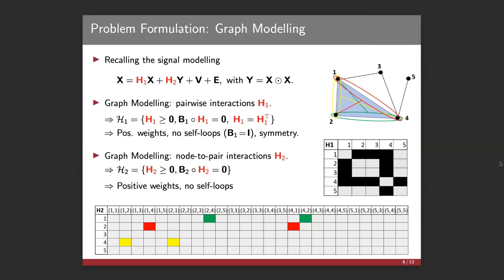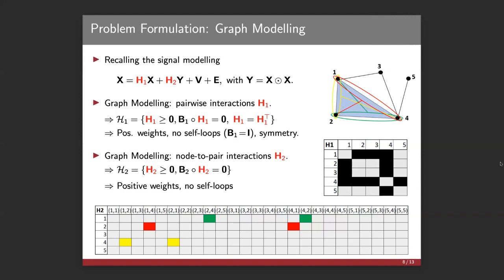is captured in H1. There is an example of H1. You can see it as an adjacency matrix. The black entries represent connections between nodes, and then there are the node pair interactions, which are higher order interactions, which we model with node pair interactions. In this case, these entries relate nodes with edges. So it represents links between node 1 and node links 2, 4, which are represented the same for the second node and the fourth node in this figure.